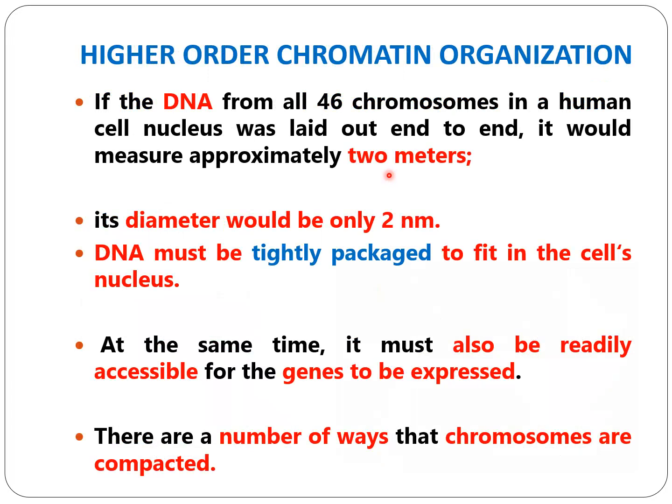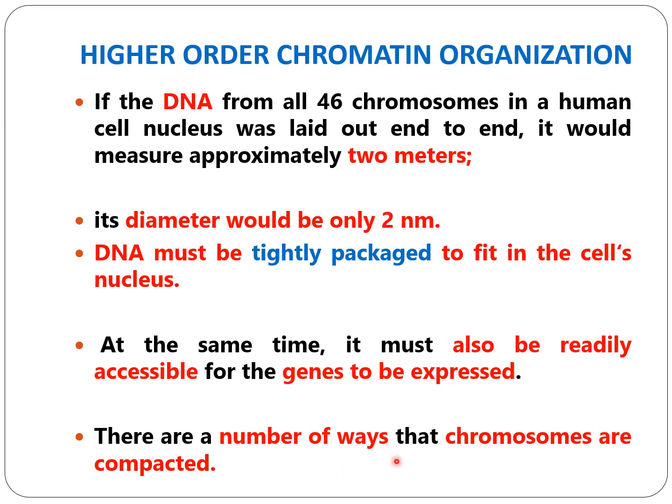After understanding the concept of nucleosomes, let us understand the higher order chromatin organization. In human beings, there are 46 chromosomes, and the DNA content of all these chromosomes, if they are laid out, would measure about 2 meters and the diameter would be only 2 nanometers. So this DNA must be tightly packed to fill the cell's nucleus. At the same time, they should also be available for expression of genes. So how is this done?